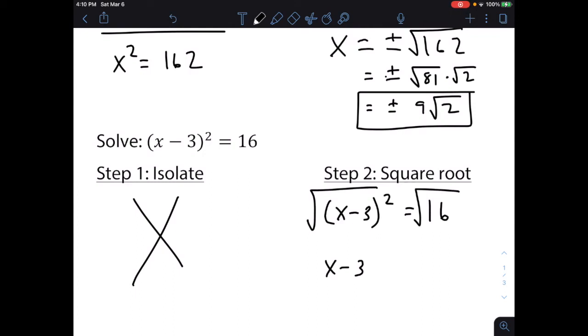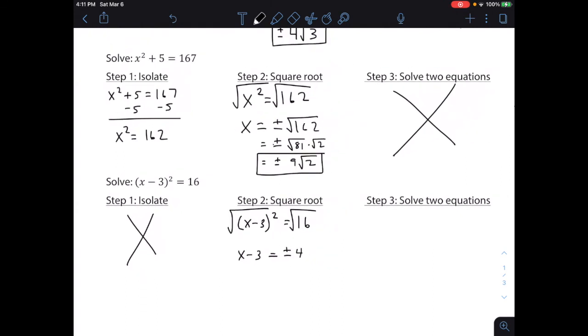And then we have the square root of 16 here. And this is one where we've got to be really careful. We might be tempted to write this as x minus 3 equals 4 because the square root of 16 is 4, but we have to remember it's plus or minus 4. And we are going to have two answers to a lot of our quadratic equations. So the plus or minus gives us our two answers.